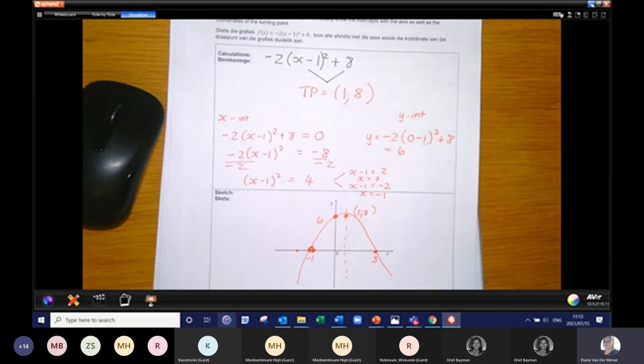Let me just write it down. So we worked it out. So x is negative 2. It's still negative 2. Yes. So the correct answer is x is negative 2.